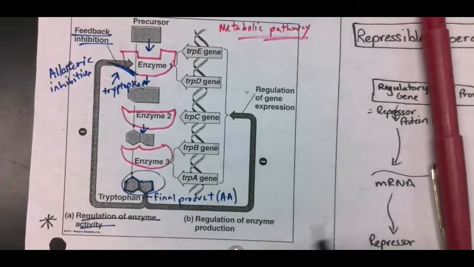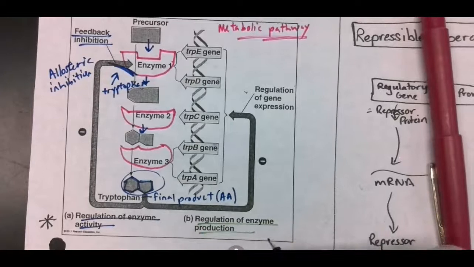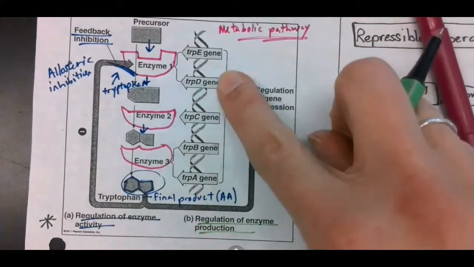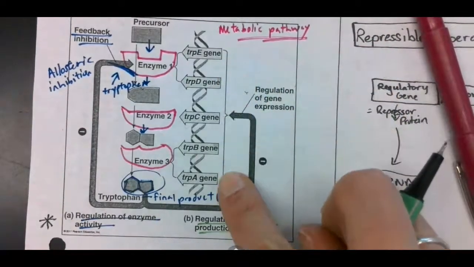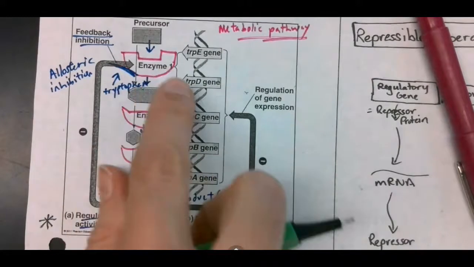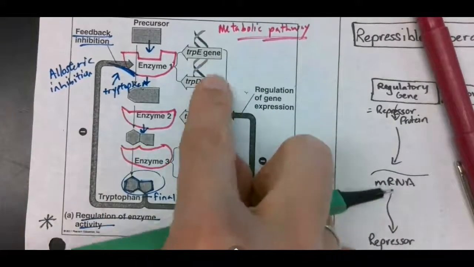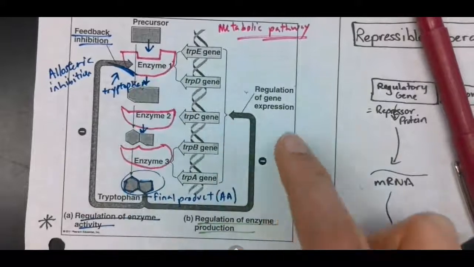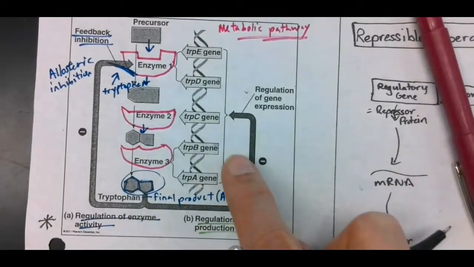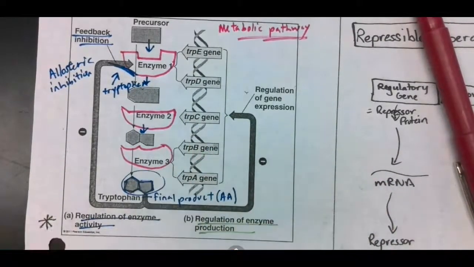Another thing that can happen is, so this is regulating enzyme activity using the end product. We can also regulate enzyme activity by controlling whether or not the enzyme is made at all. Okay, so for example, there are genes TRPE, TRPD, TRPC, TRPB, TRPA that make all of these enzymes. TRPE and D make enzyme 1, or code for enzyme 1. TRPC codes for enzyme 2. TRPB and A code for enzyme 3.